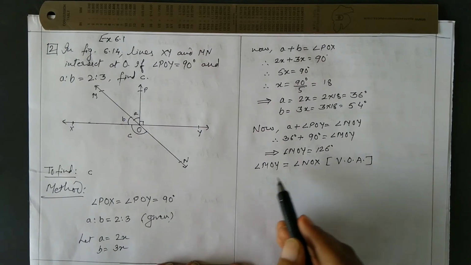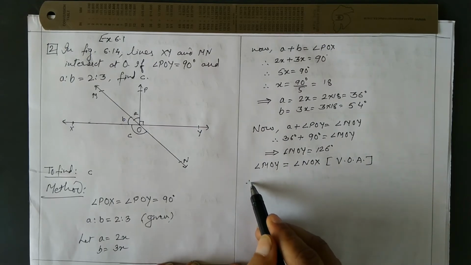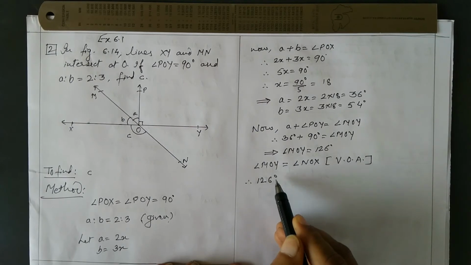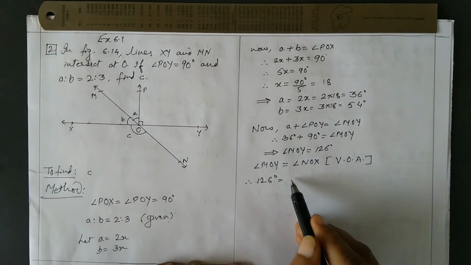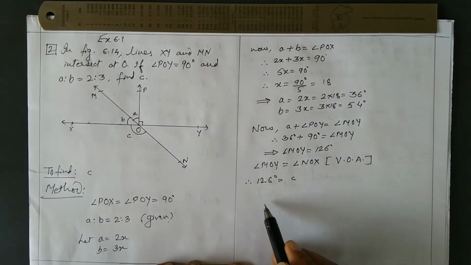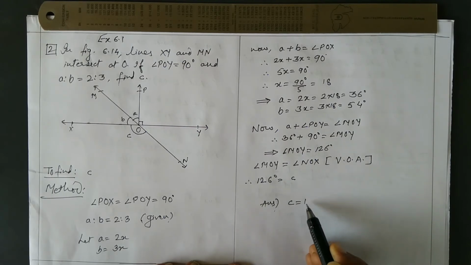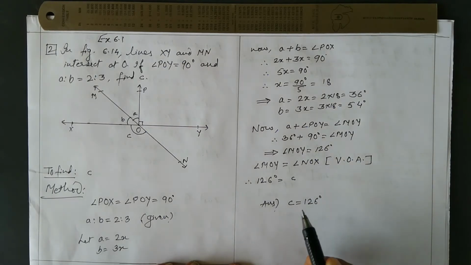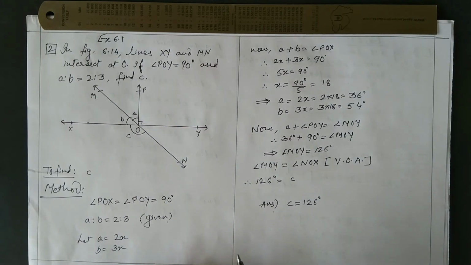So what is the measure of angle MOY? Therefore MOY is 126 degrees, and what is NOX is nothing but C. So your answer, C is equal to 126 degrees. Hope you have understood this.